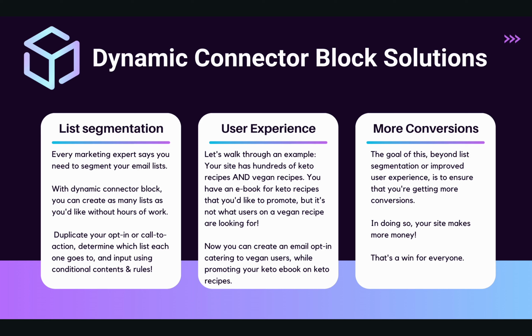So user experience, I wanted to walk through an example. If your site has tons of keto recipes or vegan recipes, and you have an ebook for keto recipes that you're trying to promote, it might not be what your vegan recipe users are necessarily looking for. So you could create an email opt-in catering to your vegan users while promoting that keto ebook on keto recipes.